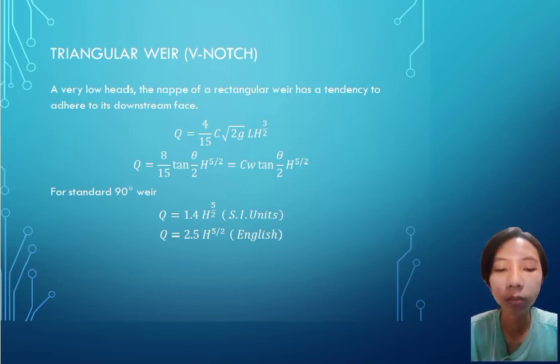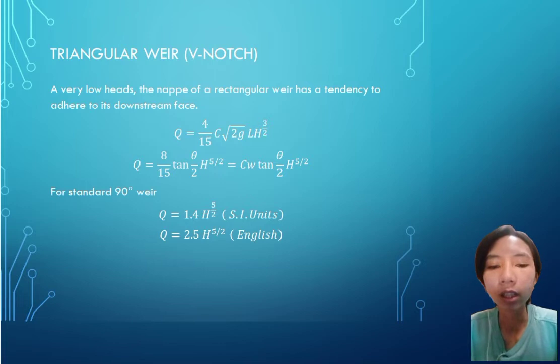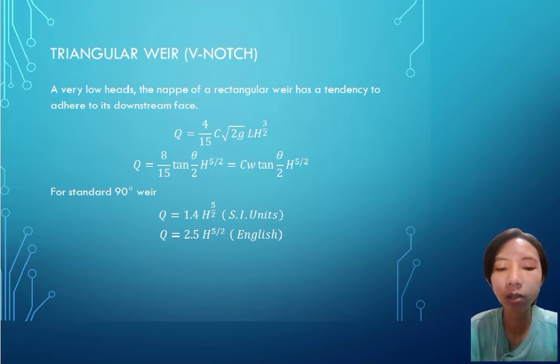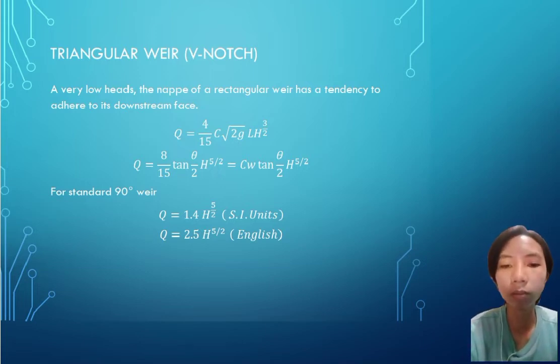Then it will become Q equals 8 over 15 tan(theta over 2) times H raised to 5 over 2, which equals C_W tan(theta over 2) multiplied by H raised to 5 over 2. For the standard 90 degree weir, its SI unit is Q equals 1.4 H raised to 5 over 2, while in English unit, it is Q equals 2.5 H raised to 5 over 2.